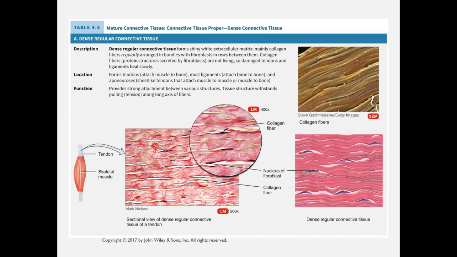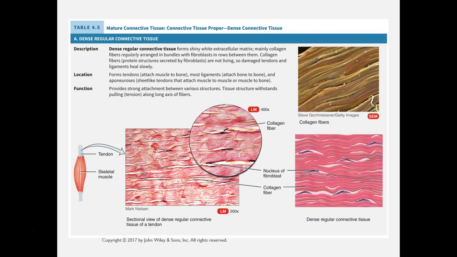So you find a lot of this dense, regular connective tissue forming tendons that attach muscles to bones, ligaments that attach bone to bones, and big sheets of connective tissue called aponeurosis, such as the one you have over your stomach and over your cranium, connecting muscles to bone or muscle to other tissue.